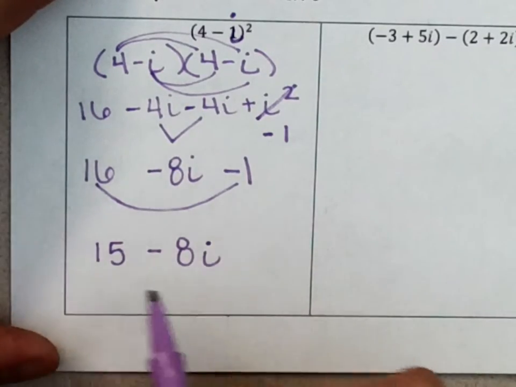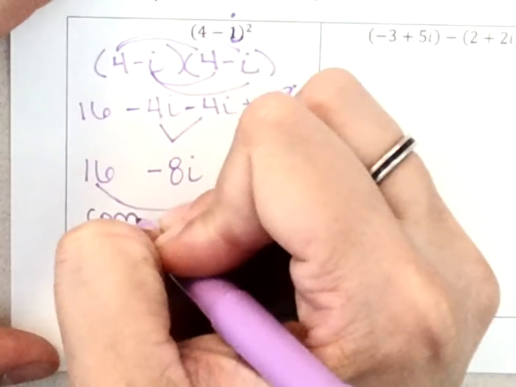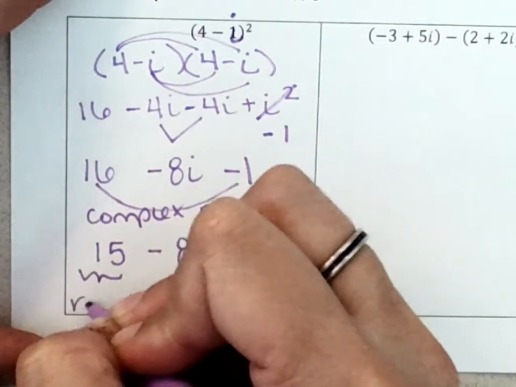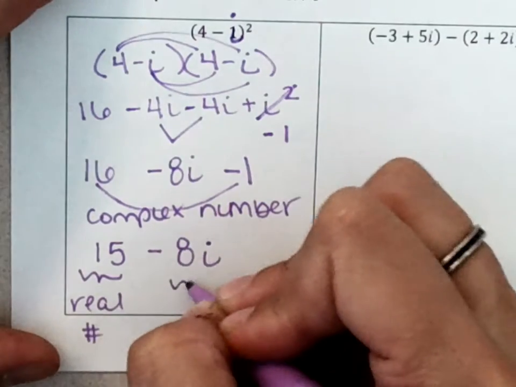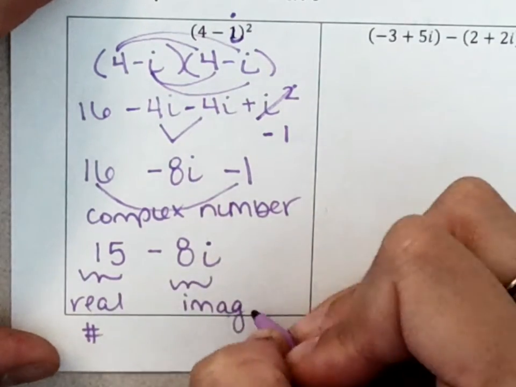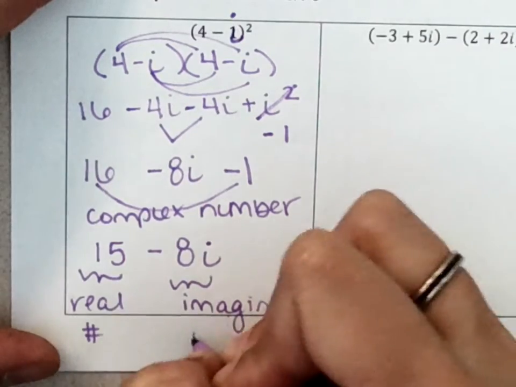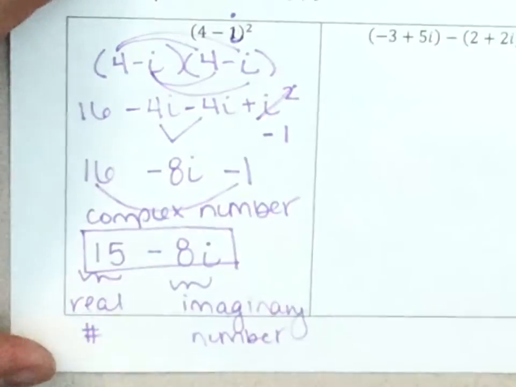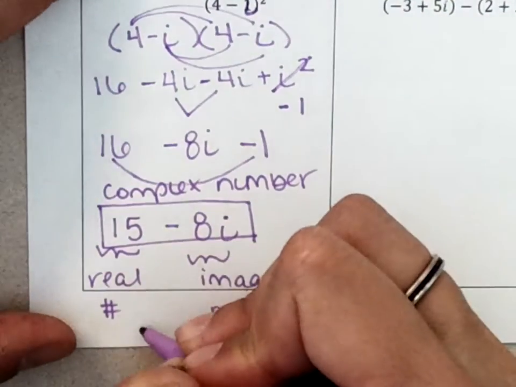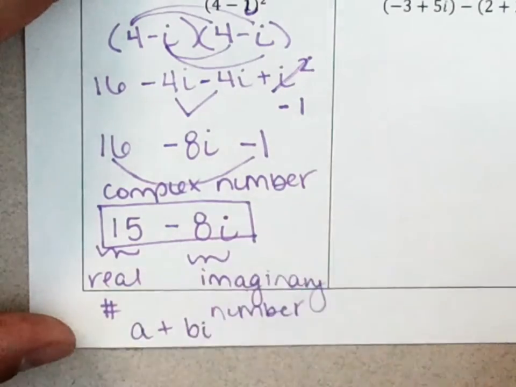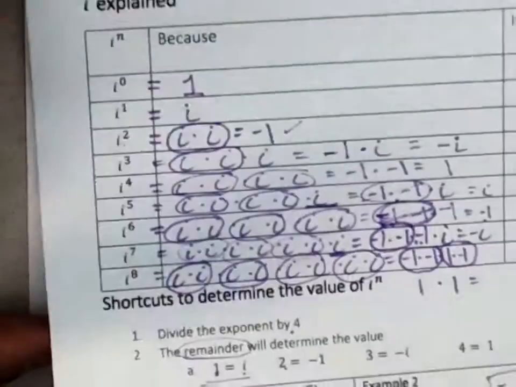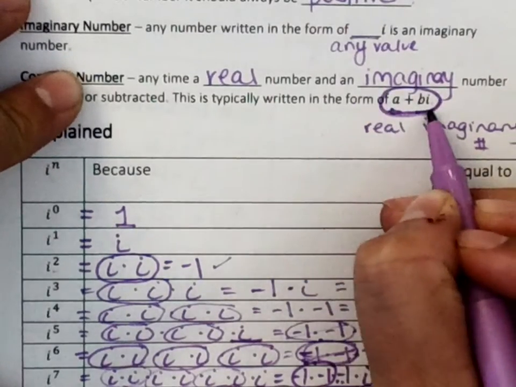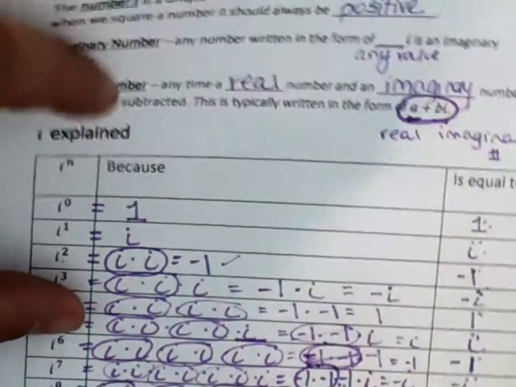This is the standard form for a complex number. It's complex because it's made of a real number, which is 15, and an imaginary number, which is negative 8i. This is the format of a plus bi, which we went over in our previous notes. a plus bi is our standard form, so you always want to put the real number first and the imaginary number second.